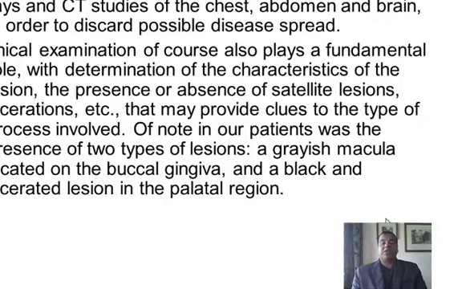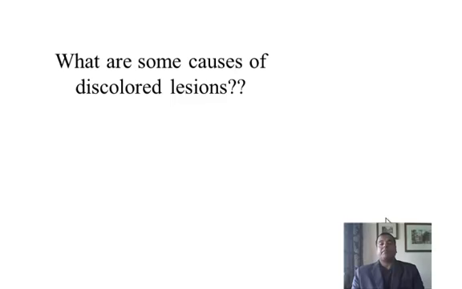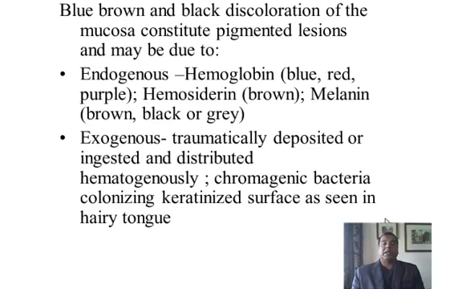Clinical examination of course also plays a fundamental role with determination of the characteristics of the lesion, the presence or absence of stellate lesions, ulcerations, etc. That may provide clues as to the type of process involved. Of note in our patient was the presence of two types of lesions, a greyish macula on the buccal gingiva and a black ulcerated lesion on the palatal region. So that gives you some food for thought and an introduction into discolorations in the oral cavity. So what are some of the causes of discolored lesions?